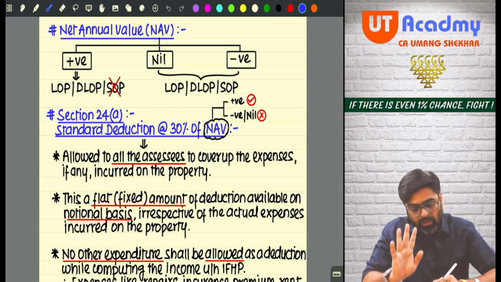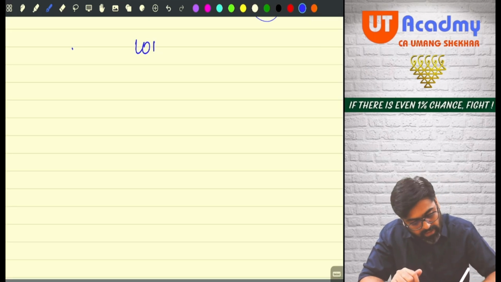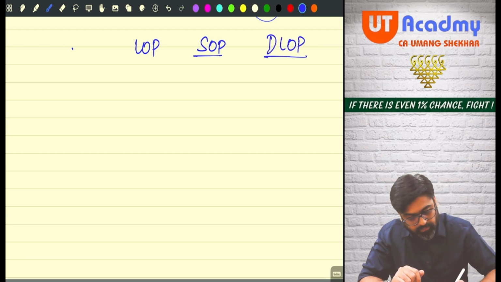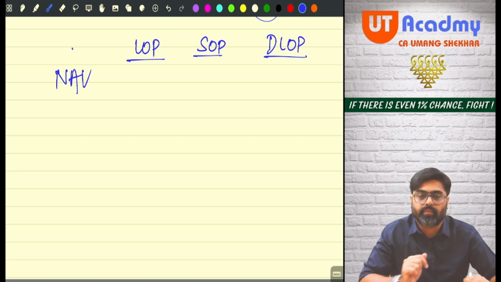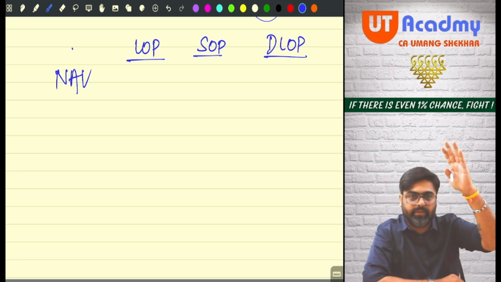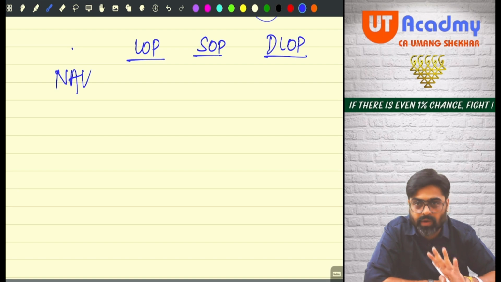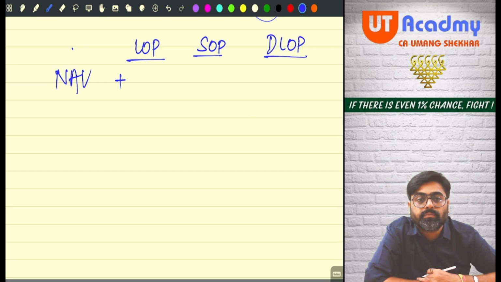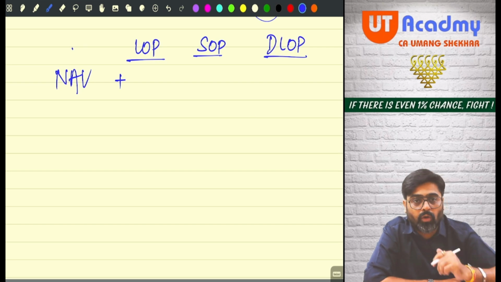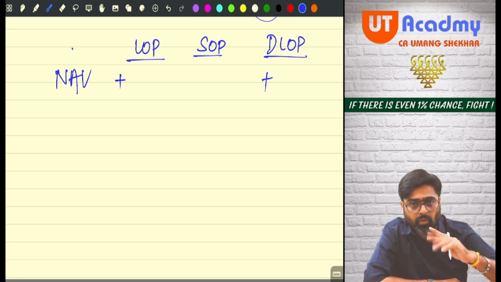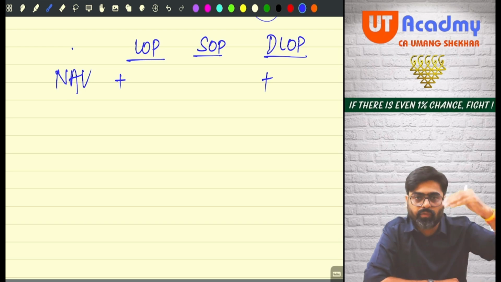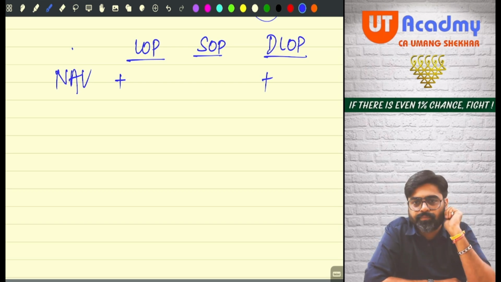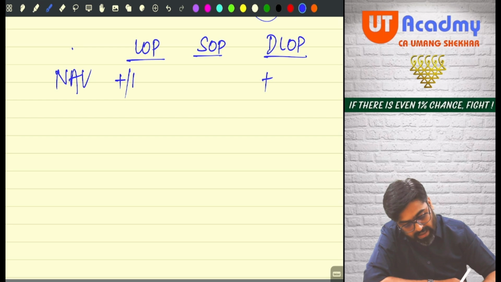Yes or no? So now you tell me, if let out property is there, self-occupied property is there, deemed let out property is there, okay? NAV is GAV minus municipal tax, etc. NAV can be positive for LOP and DLOP. NAV amount can be positive. From GAV, municipal taxes are deducted, NAV can be positive. They can be nil also.